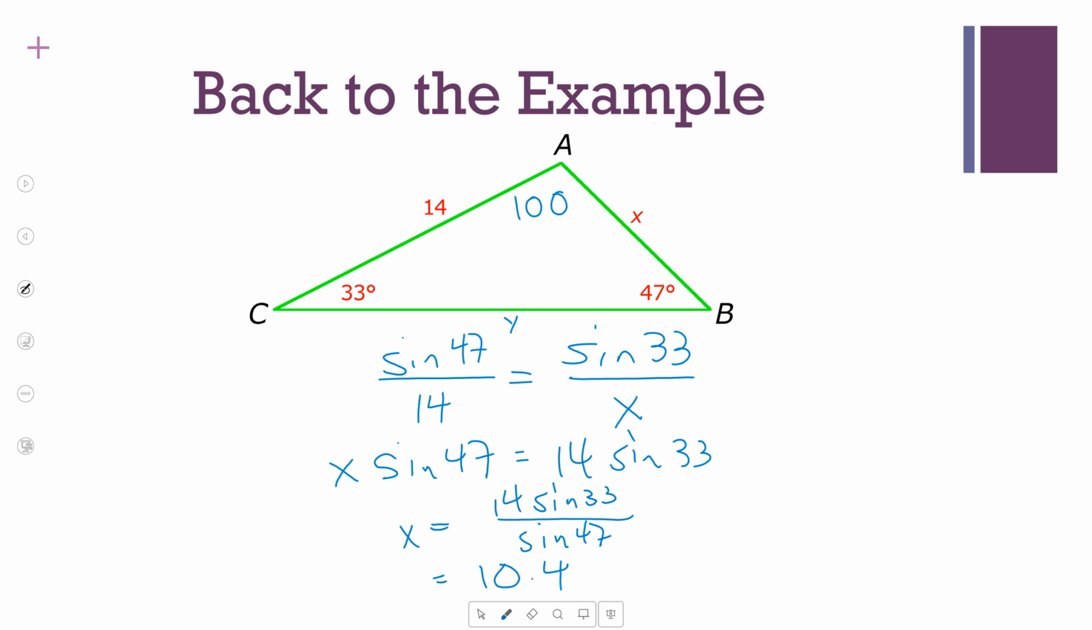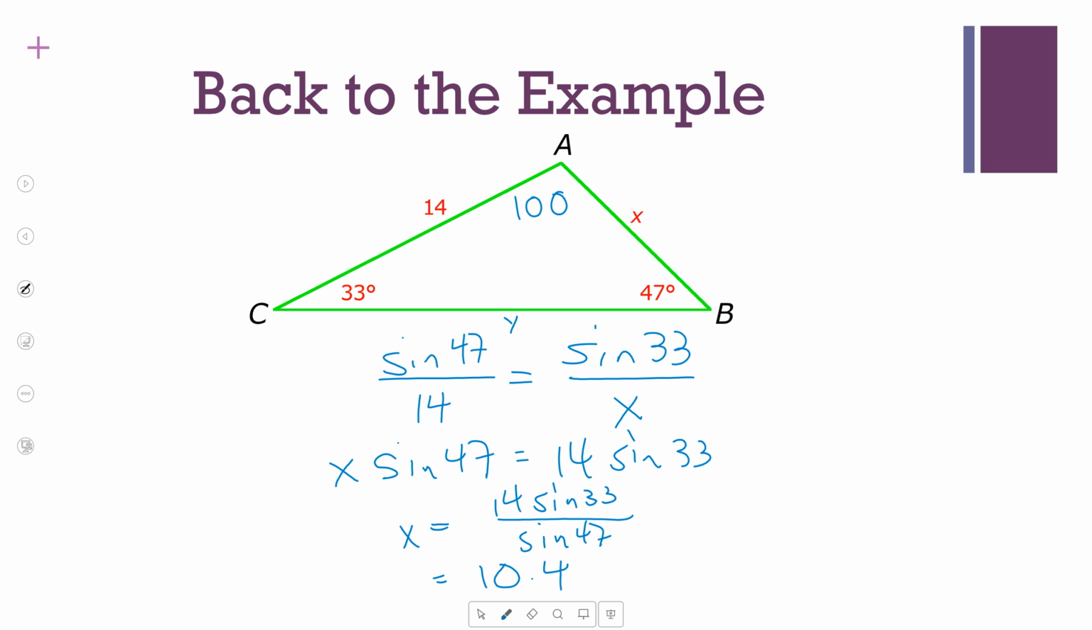Martha, you could do sine 47. I'm sorry, do what? Sine. That's what I thought you said. Yeah, just check it. Sine 47 over 14 equals sine 100 over x, or Y. Yeah, perfect. Okay, good. Questions?